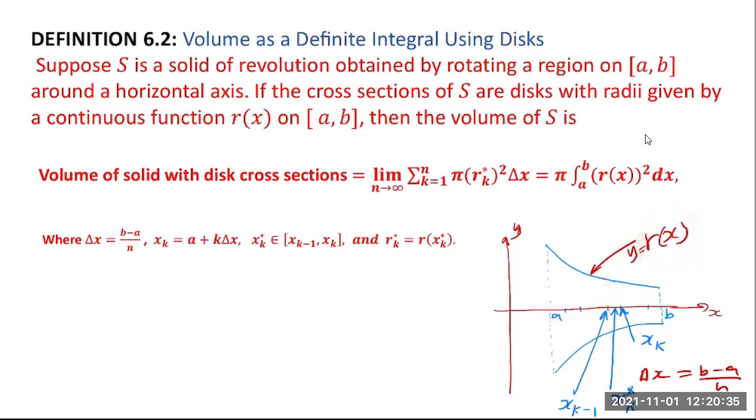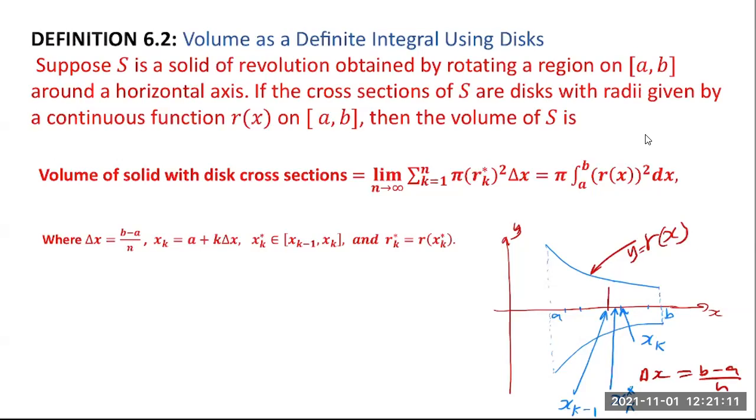Okay, so the radius of that disk would be, if I construct a disk like this, the height of the function at the midpoint. I plug in this midpoint, which is what I take as xk star, in my function to find the radius. Okay, so now if I find the radius, I can find the volume of that disk. How do you find the volume of this disk?